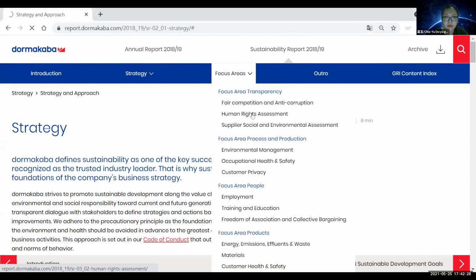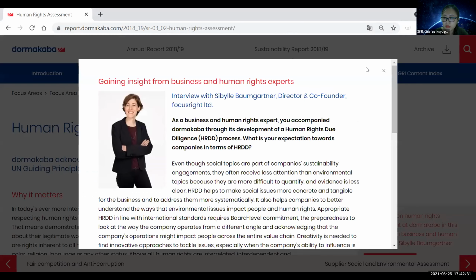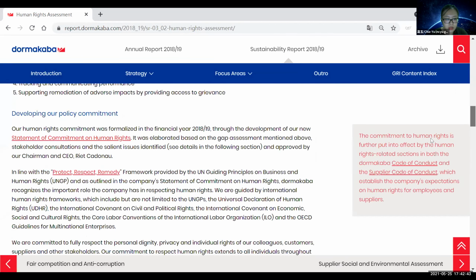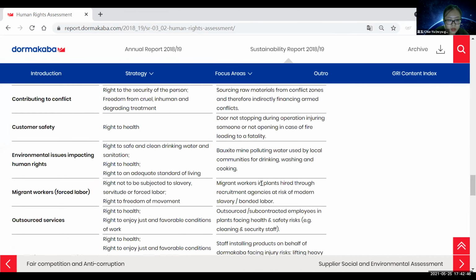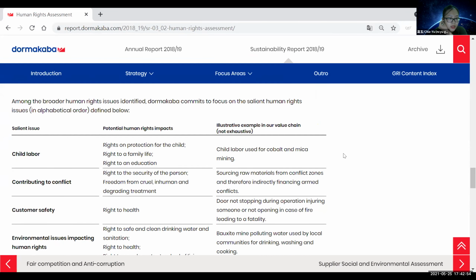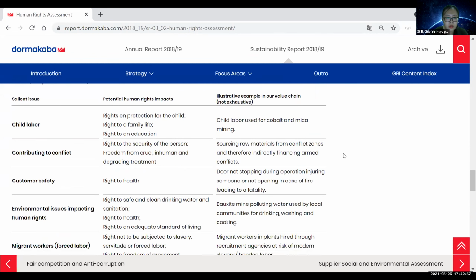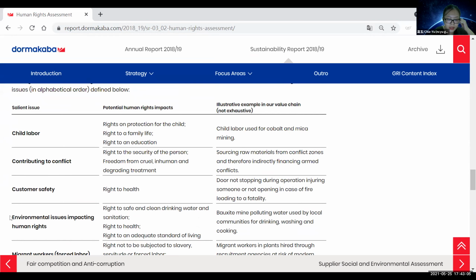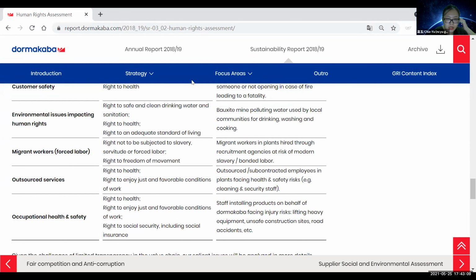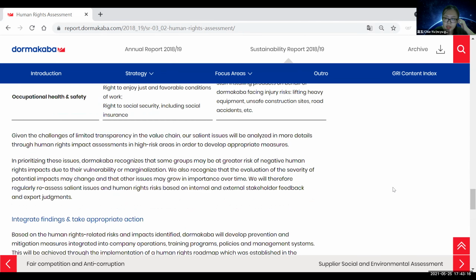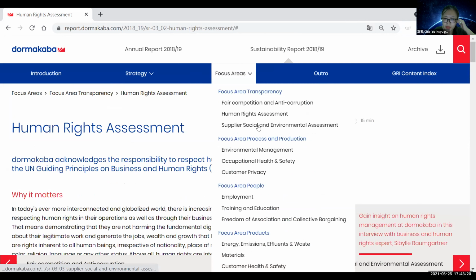Focus area and human rights. Okay, hold on. So here. Because Dormakaba is committed to focusing on human rights, they have a lot of measures in place. There is the child labor work they do in China, and there are also examples among the suppliers. They also choose suppliers that do the same on human rights, for example.